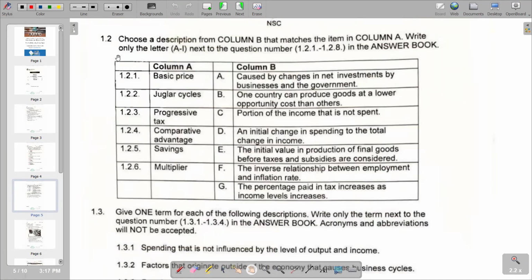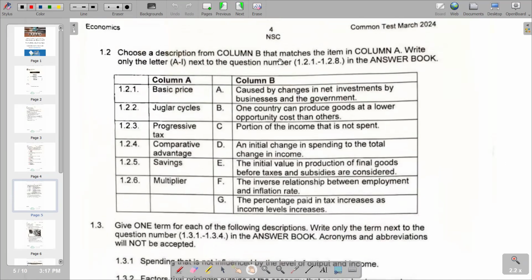We are now having our part 2, which is 1.2, on matching words. It reads, choose a description from column B that matches the term in column A. Write only the letter A to I next to the question number, that is question 1 to 8, in your answer book. So you're given column A and column B, and you need to pick an explanation in column B that matches the term given in column A. So the first term that we have is basic price.